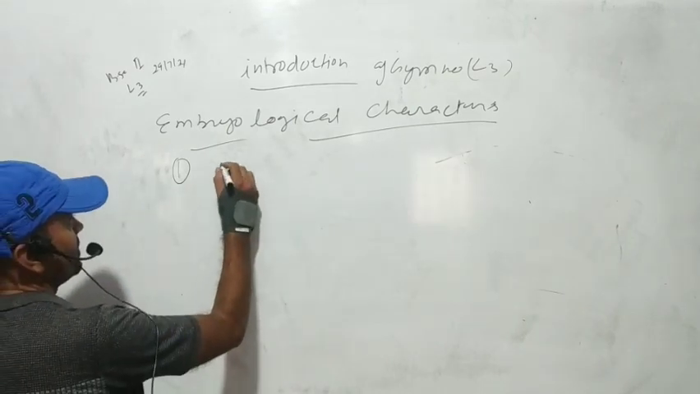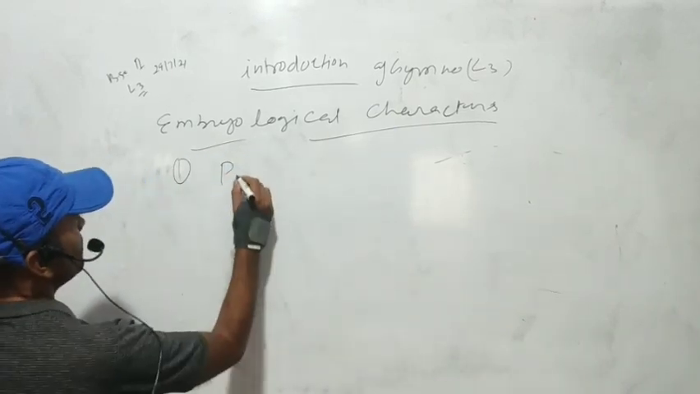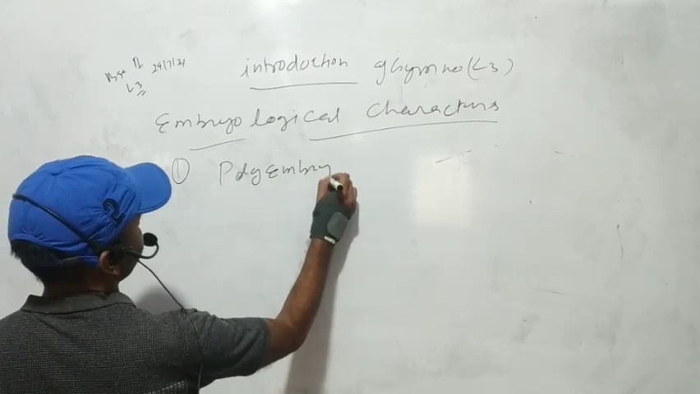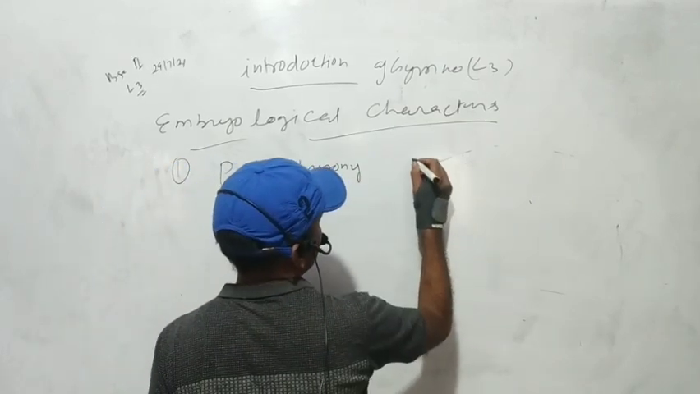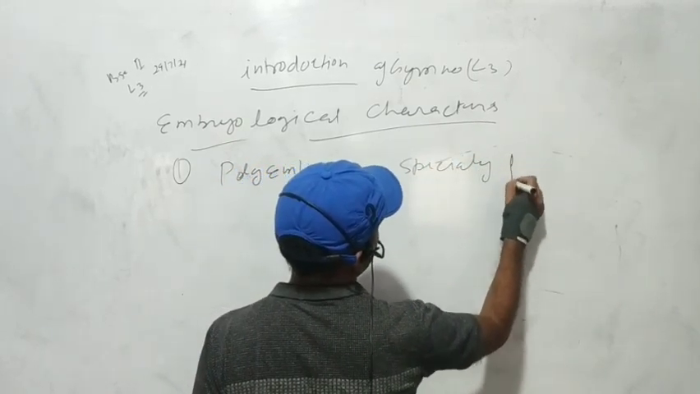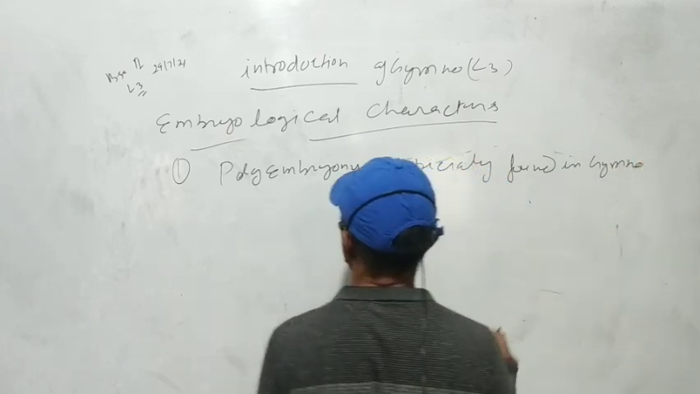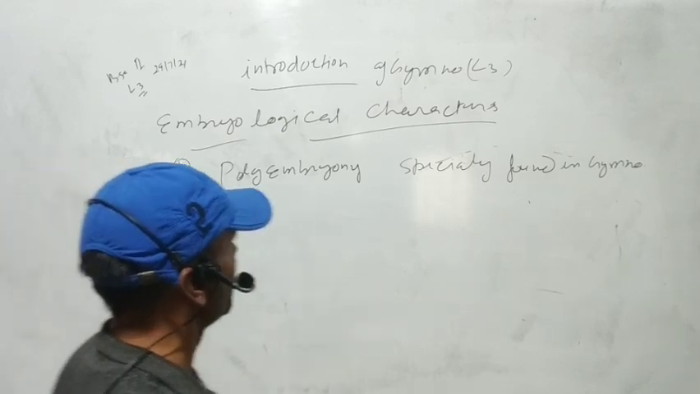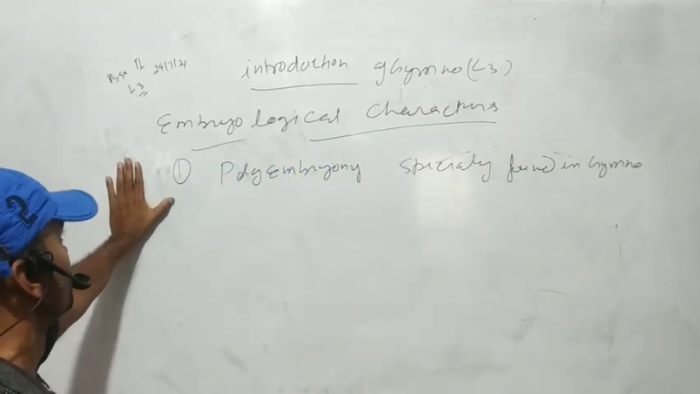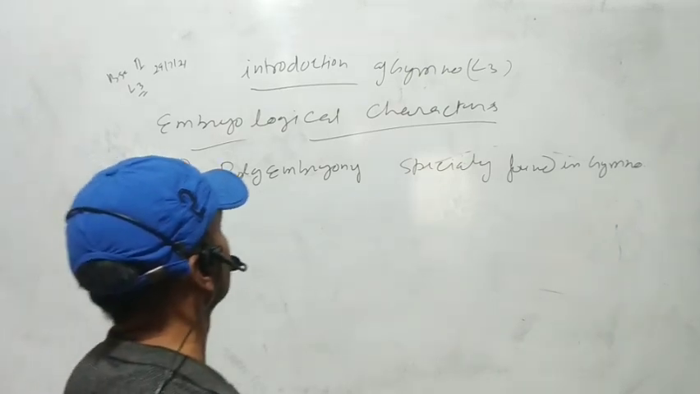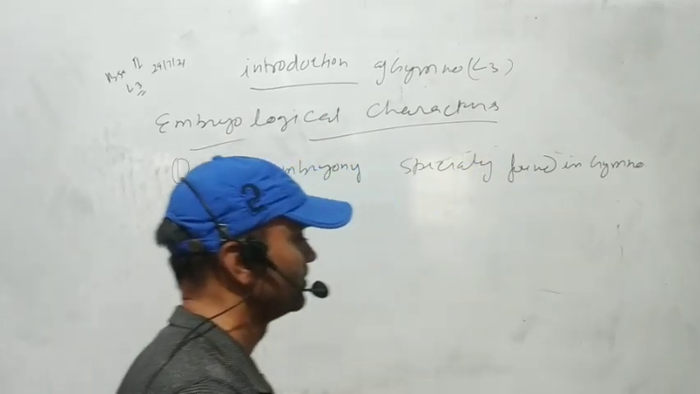So the first character, you have already heard the word, is polyembryony. Polyembryony is especially found in gymnosperm. It is not compulsory in any other group, but here the botanist says the first important embryological character of gymnosperm is polyembryony, especially found in gymnosperm.